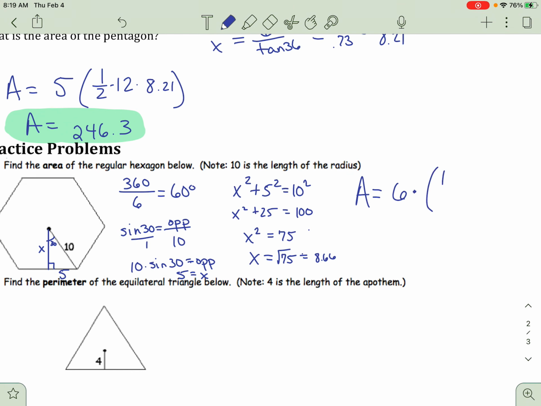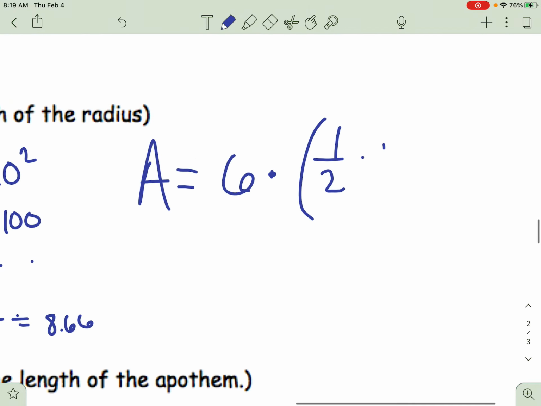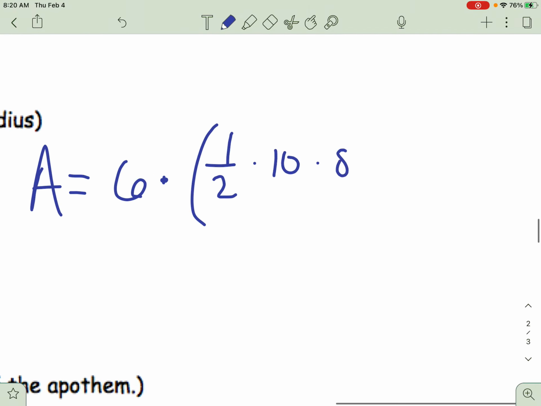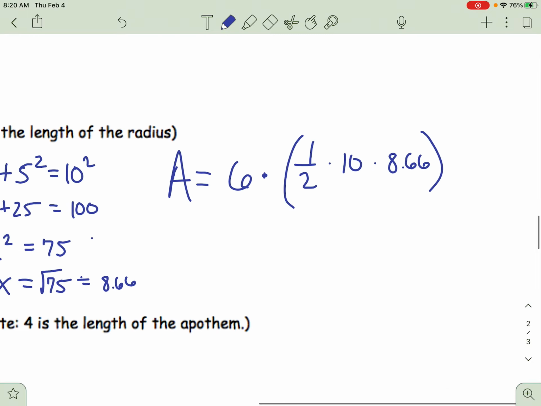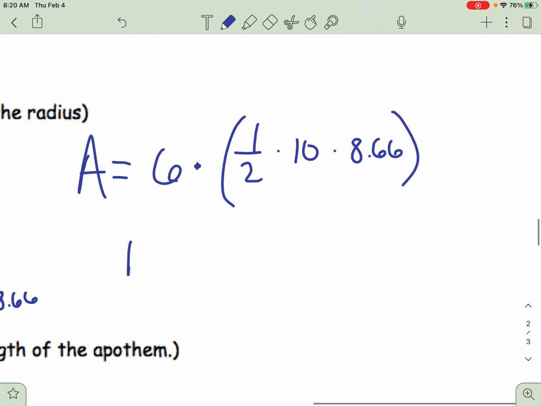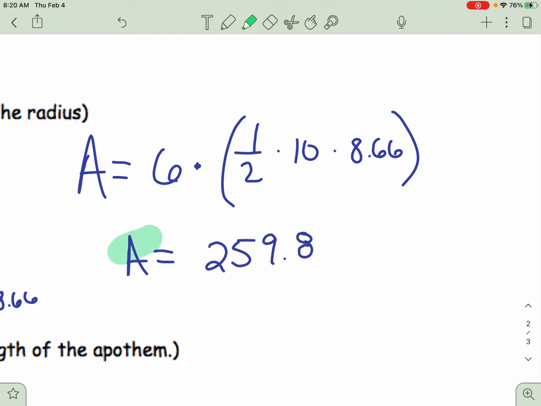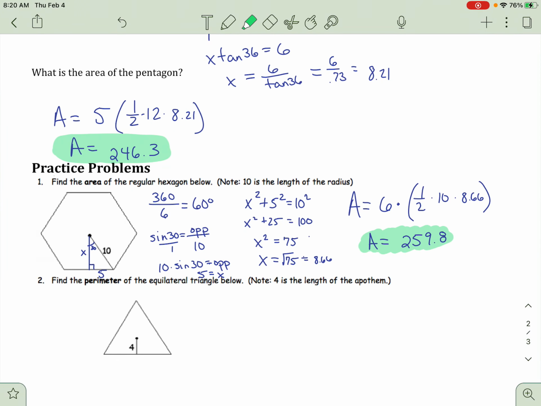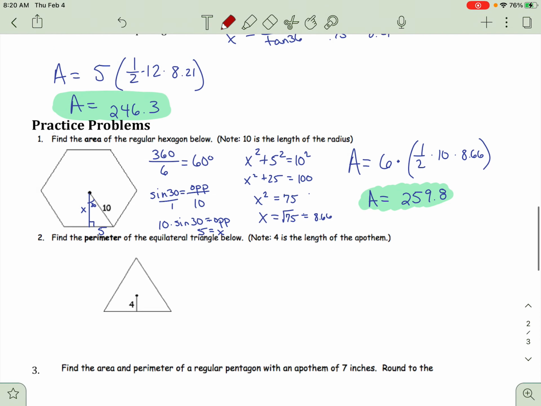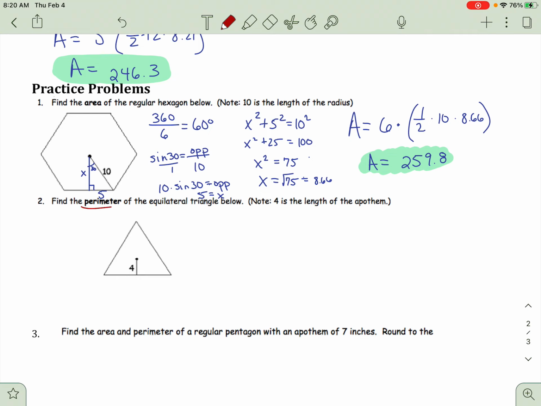So area: number of sides, in this case it's a 6-sided shape, times 1/2 times the side length. Side length here is 5, so if you double that, that gives you 10. And then you have times 8.66. Put that in your calculator, and you should get 259.8. There's your area for that one. So find your side length, find your apothem, and you're in business.